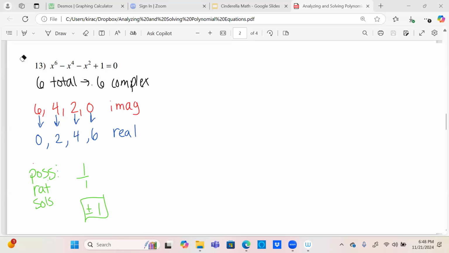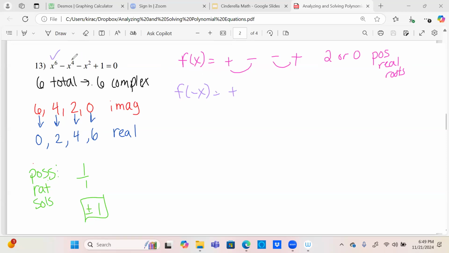Let's observe our signs. Signs of f of x: we have a positive, a negative, a positive. 1, 2. So we have 2 or 0 positive real roots. Let's observe the signs of f of negative x. Even, won't change, so that'll stay positive. Even, won't change. Even, won't change, and then the naked number doesn't change. 1, 2. So we have 2 or 0 negative real roots. Okay, there's all our information.